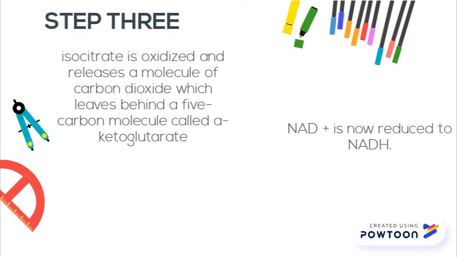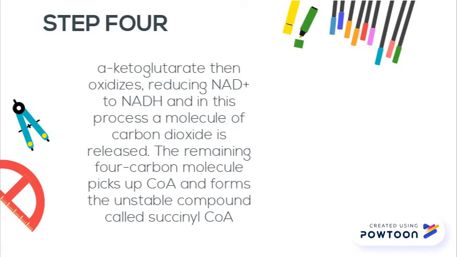Isocitrate is oxidized and releases a molecule of carbon dioxide, which leaves behind a 5-carbon molecule called a-ketoglutarate. NAD+ is now reduced to NADH. A-ketoglutarate then oxidizes, reducing NAD+ to NADH, and in this process, a molecule of carbon dioxide is released.